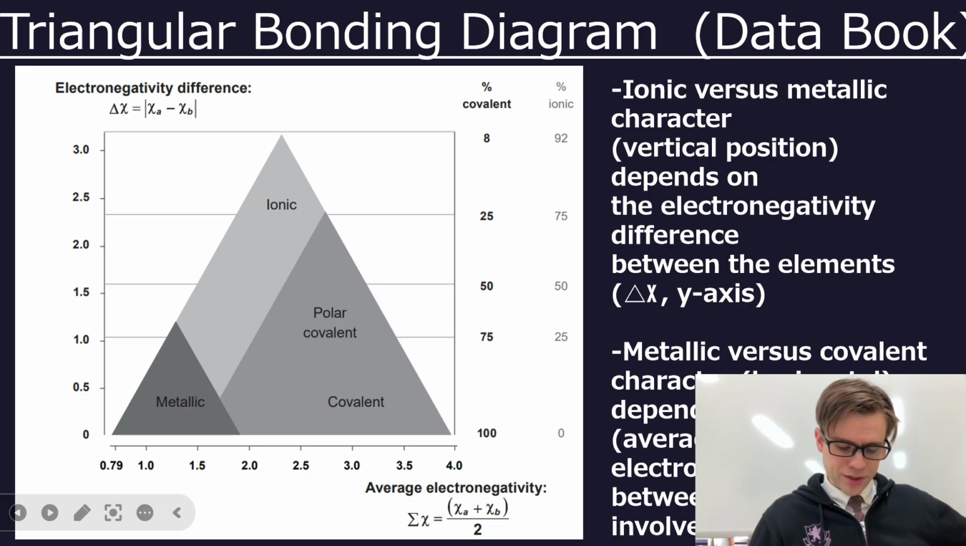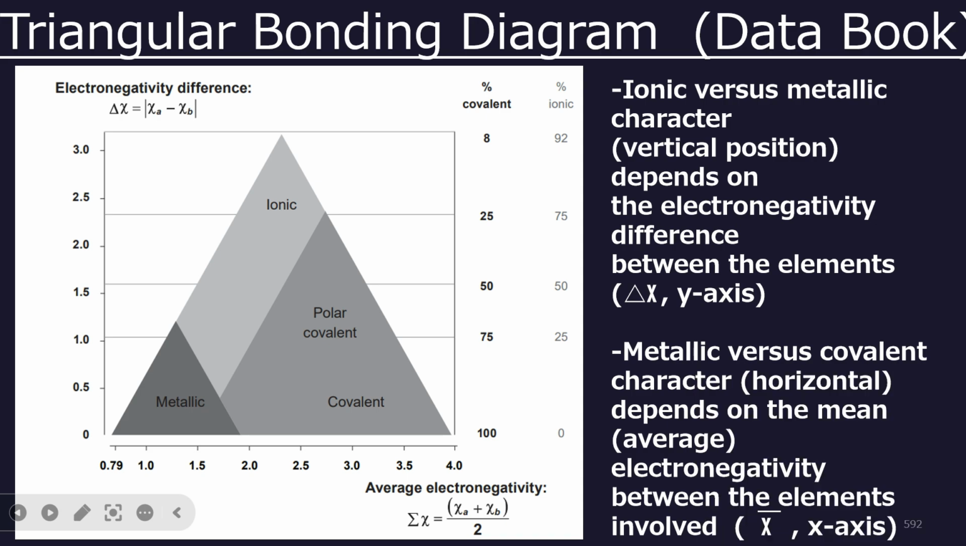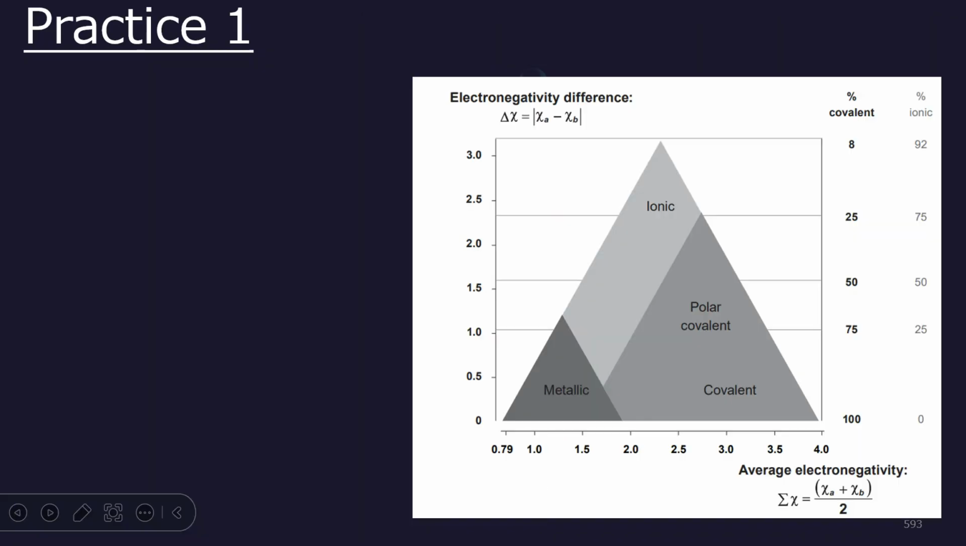So, ionic versus metallic character. This is the vertical y-axis, vertical position. This depends on the electronegativity difference between the elements, delta X or delta chi. Metallic versus covalent character then is the horizontal, depends on the mean electronegativity between the elements, which is like X with a bar on the top, or chi bar, we could say. So you're going to want to find the position of your compound on this two-dimensional triangle plane. So let's see how that works.